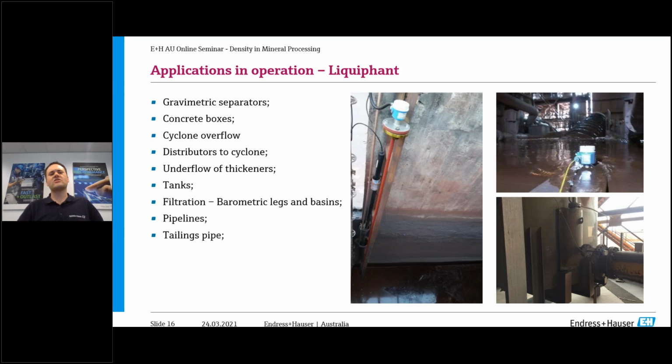And what applications have we got Liquiphants installed in? We have gravimetric separators, separation boxes, overflow of cyclones, distributors to cyclones, underflows of thickeners or tanks, filtration areas, pipelines or tailings pipes. It's really where we've got small particle size and the slurry is very homogeneous, with no large entrained air bubbles or gaps in the process, and that will give us a great, accurate measurement.